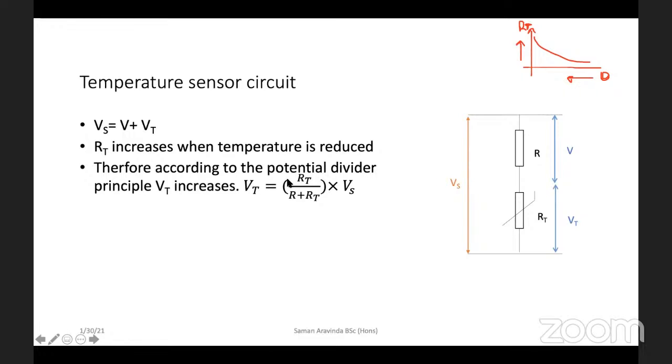So therefore, according to the potential divider principle, the value of Vt should be increased. Now, Vt value increases, but what about the value V? That should decrease, right? Vt and V are adding up to a constant value, which is the supply. Now tell me, in a cool condition, what we need is a warming mechanism, a heater, rather. So where do you think of connecting the heater circuit? Is it across the fixed resistor or is it across the thermistor?